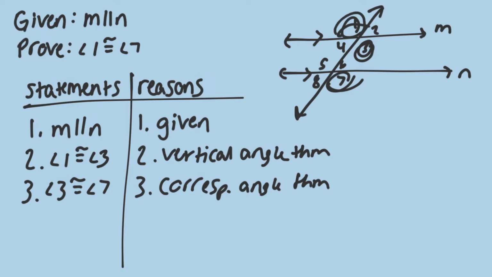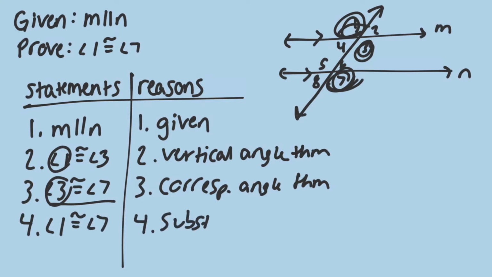And now we're able to connect 1 and 7 by substitution. So if angle 3 and 7 are congruent, then instead of 3 we can put in 1. Angle 1 is congruent to angle 7. And that's by substitution.